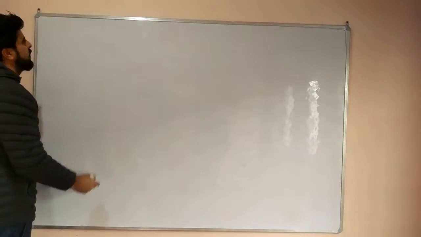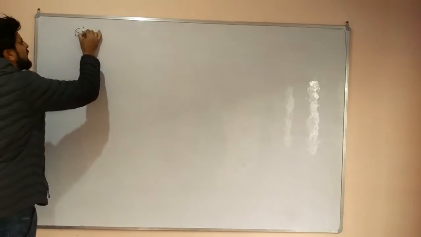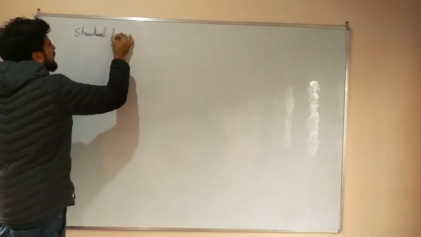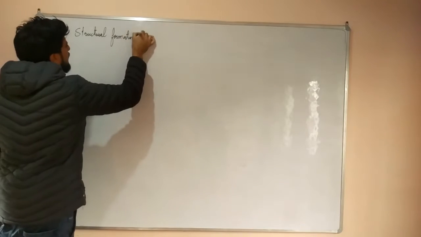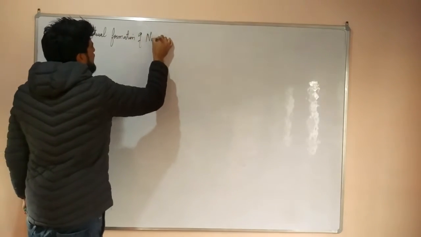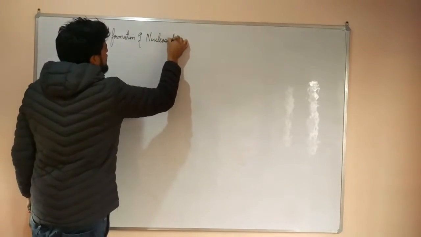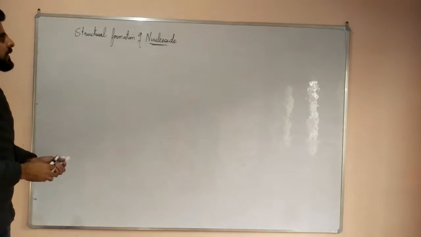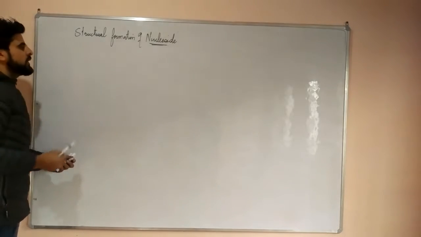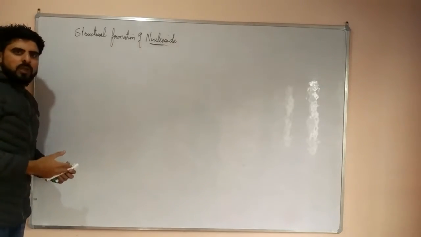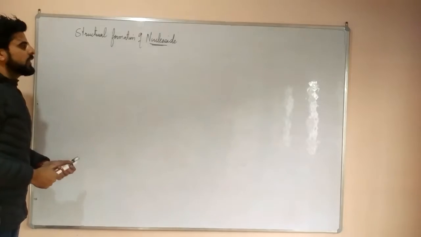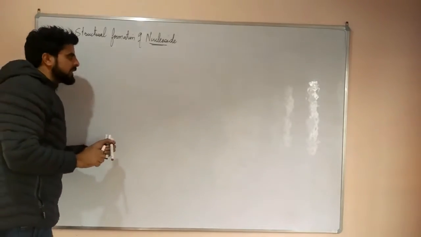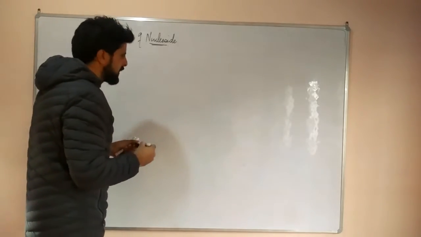Today we are discussing the structural formation of nucleosides. That means how the nucleoside gets structurally formed. In yesterday's lecture, we discussed that the nitrogenous base combines with the ribose sugar or with the deoxyribose sugar to form the nucleoside, both in case of RNA as well as in case of DNA. Today we are discussing structurally how these nucleosides are formed.